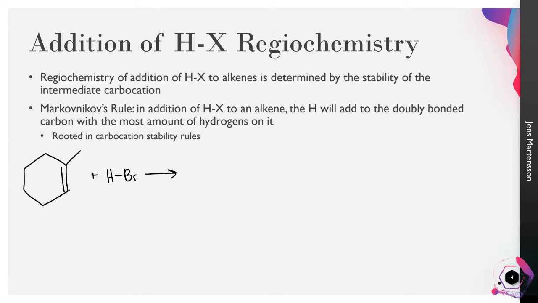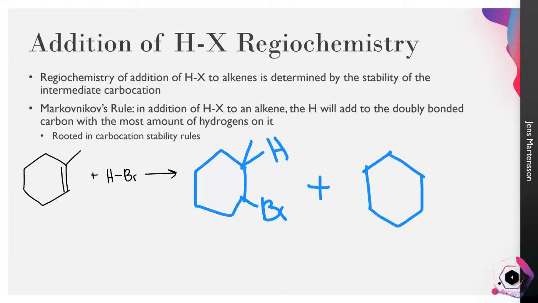Okay. So, I have an example here. Okay. So with this alkene here, I could either put the hydrogen here with the methyl group, and then the bromine here, or I could put the bromine here and the hydrogen here. Okay. So we can write down the mechanism to see what the major product will be.